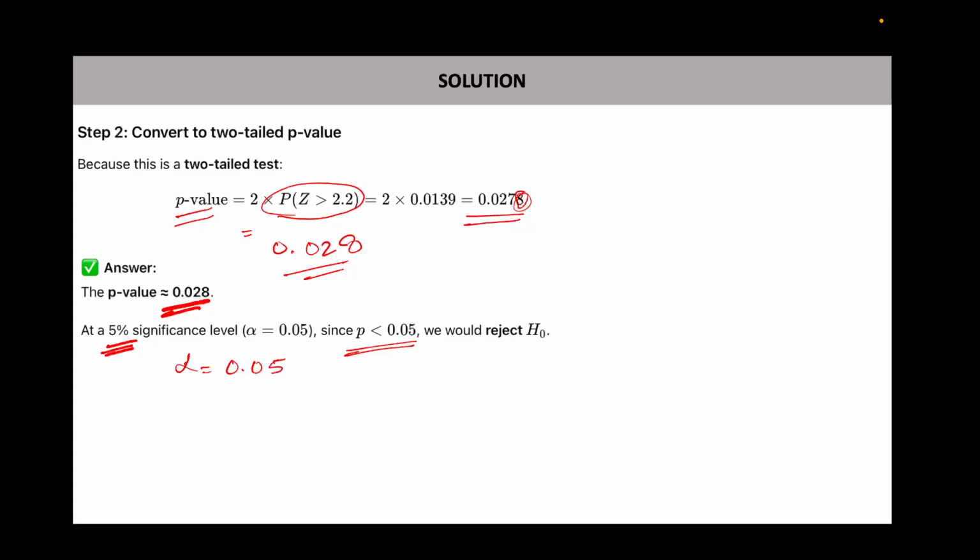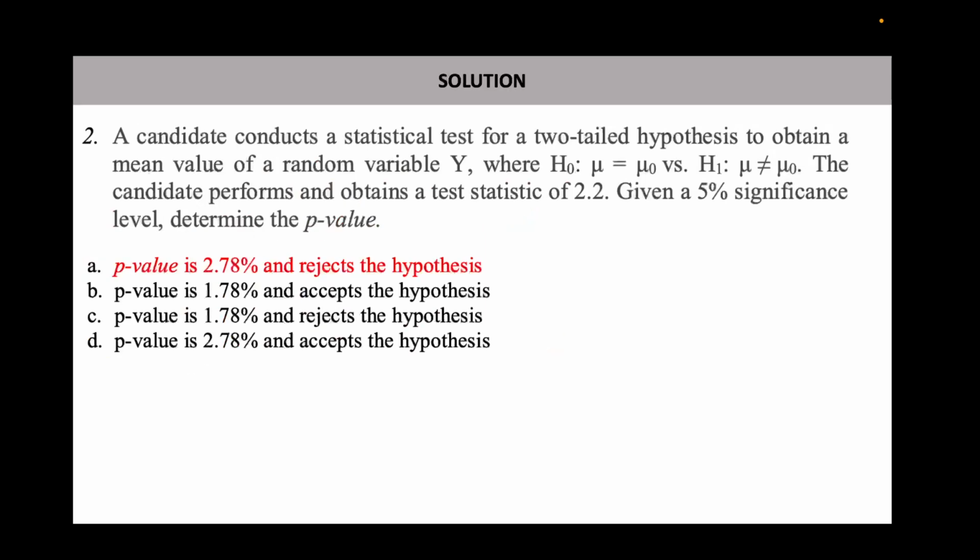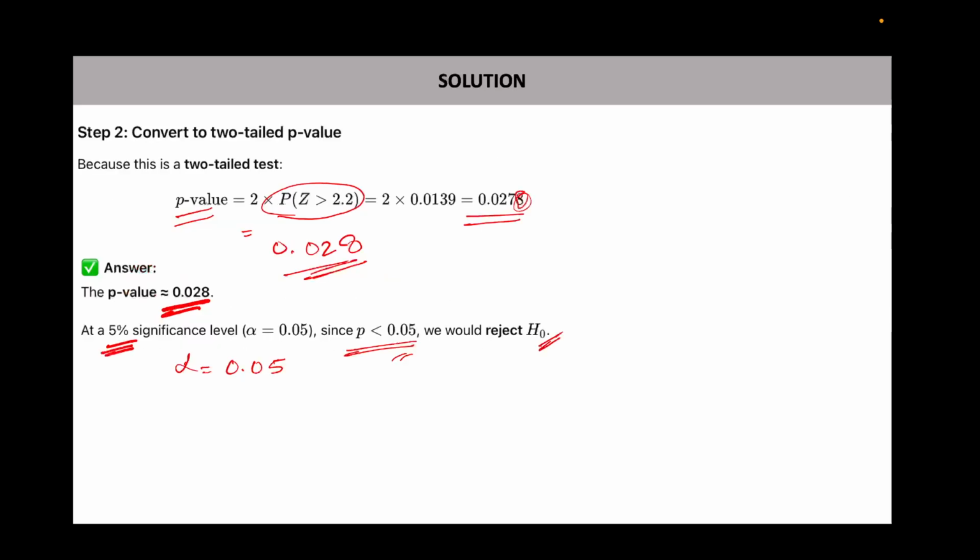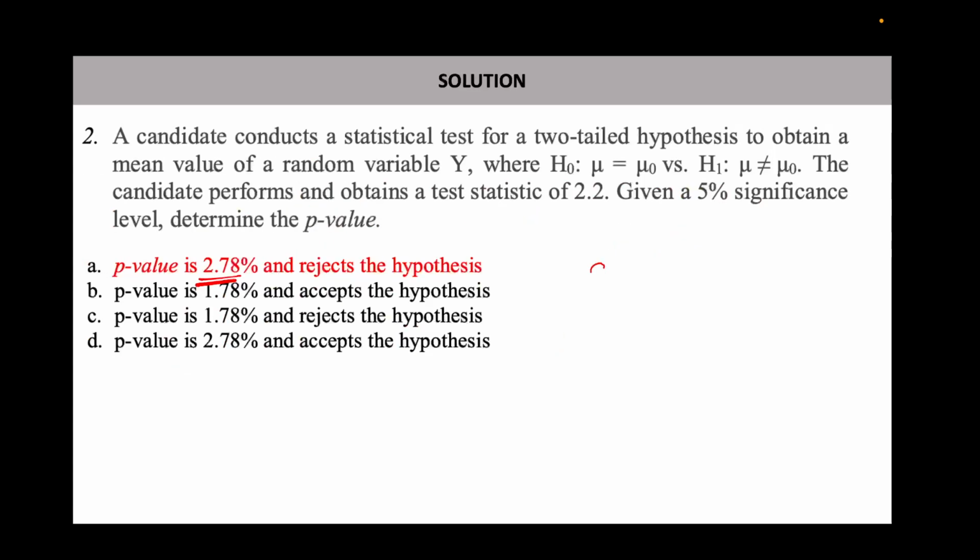Now, if your p-value had been greater than 0.05, in that case the null hypothesis would have been accepted. But your p-value is less than 0.05, because it is 0.028, which is less than 0.05. In that case, the null hypothesis will be rejected. So the answer to this question would be that the p-value is 2.78 percent. We calculated the value as 0.028, and if you convert this into a percentage, your answer will be this.